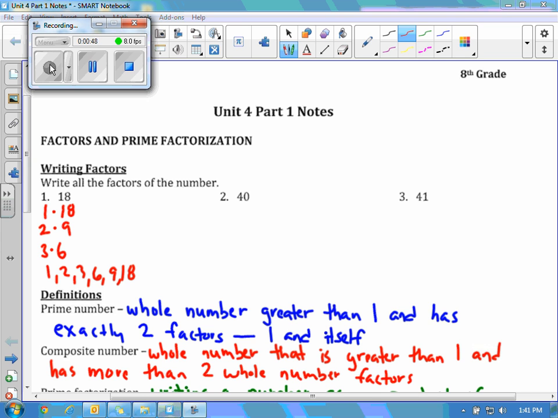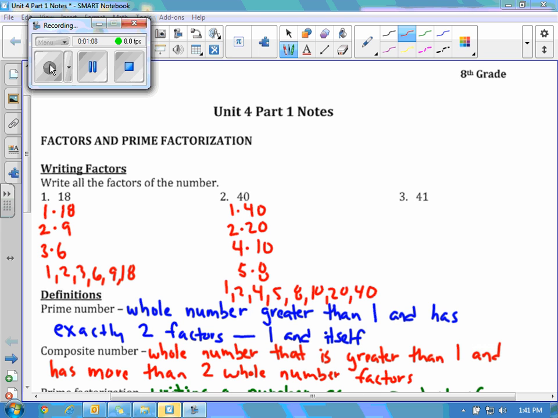Looking at number 2, we're going to start with 1, so 1 times 40, 2 times 20, 3 can't go into it, 4 times 10, 5 times 8, and then we're done there. So our factors are 1, 2, 4, 5, 8, 10, 20, and 40.